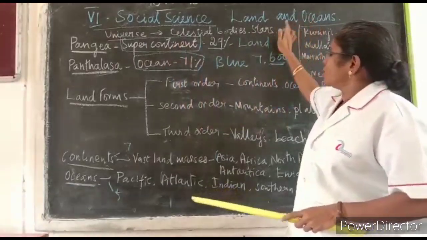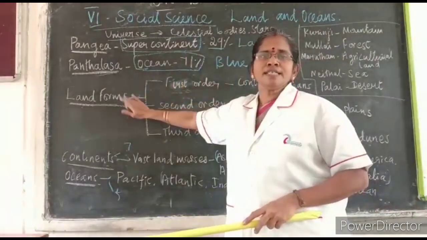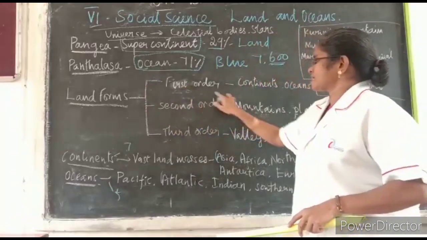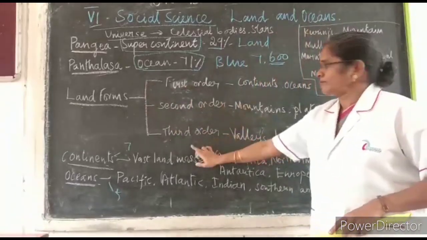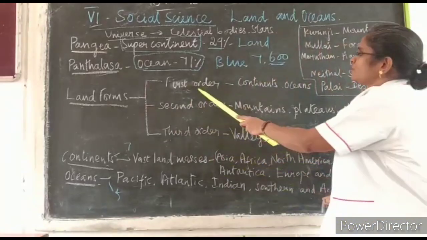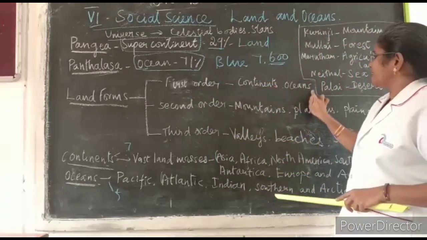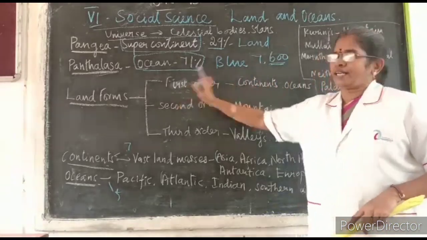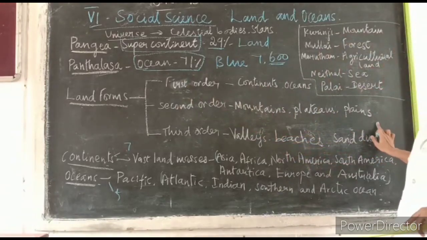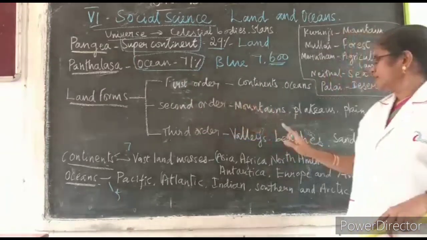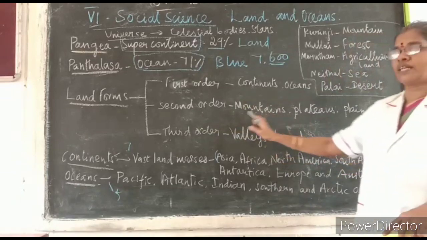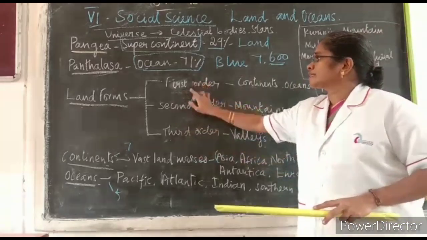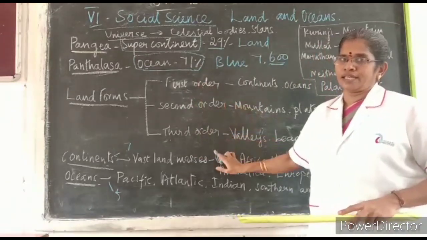Now we are going to see about landforms. On the Earth, landforms are classified into three: first order landform, second order landform, and third order landform. Under first order landforms, they are grouped as continents and oceans. Mountains, plateaus and plains come under second order, and valleys, beaches and sand dunes come under third order.